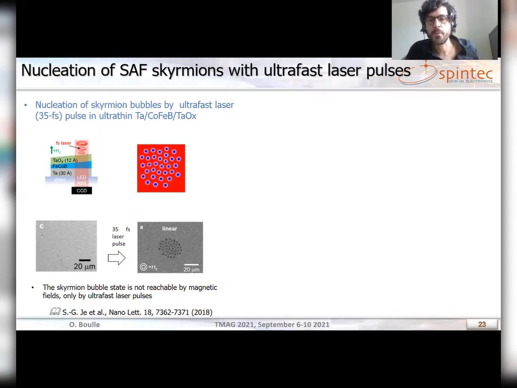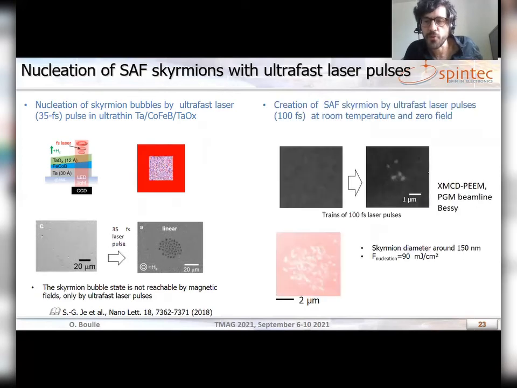So ultra-fast laser pulses provide a tool to nucleate magnetic skyrmions from the uniform state, which is what you want for a device. And we have shown that this can also be used to nucleate SAF skyrmions in compensated platinum cobalt ruthenium SAF multilayer. Given the SAF skyrmions are much smaller and difficult to observe, we use X-ray microscopy with in situ laser excitation. Starting from a monodomain state, we are able to nucleate locally isolated SAF skyrmions, as well as skyrmion lattices, by illuminating with 100 femtosecond laser pulses. The diameter is typically here 150 nanometers.